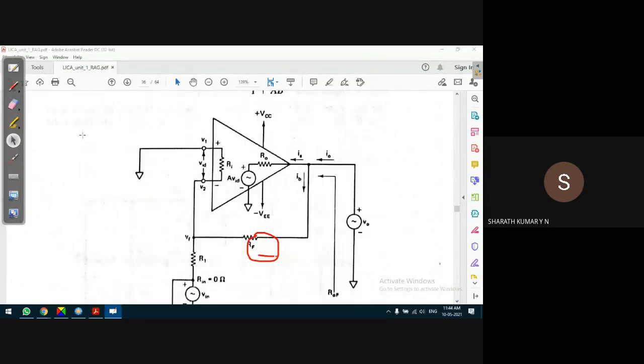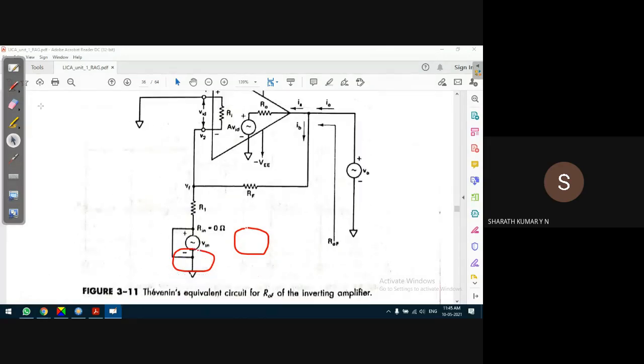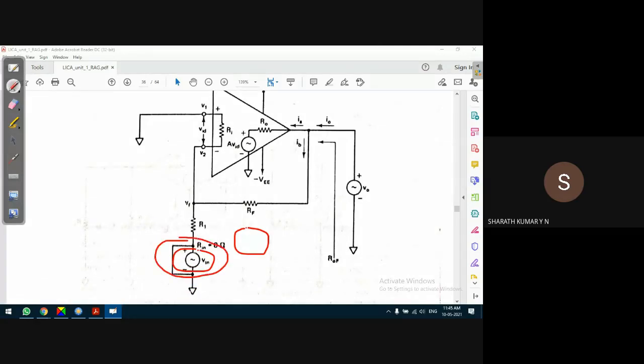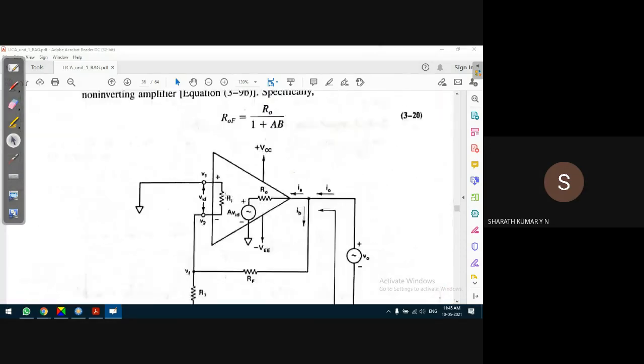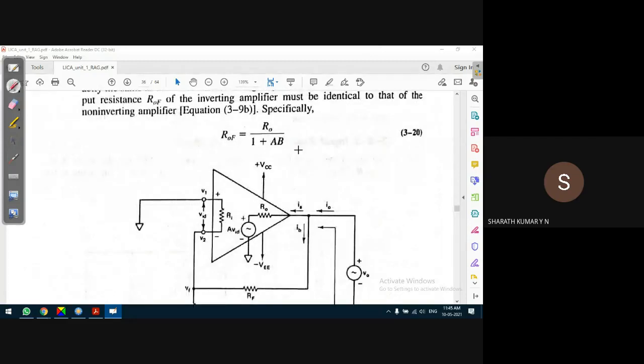This is the actual circuit for the inverting amplifier. For the inverting amplifier, there is a feedback resistance Rf and a resistance R1 connected to the input signal. The input voltage is given to the inverting input terminal, and the non-inverting input terminal is connected to ground. Hence the condition where the inverting input terminal is at ground potential is called a virtual ground. This we have understood. For output resistance, we can generally represent it by this expression, R0 divided by 1 plus AB.